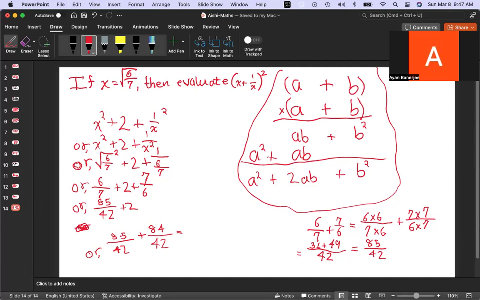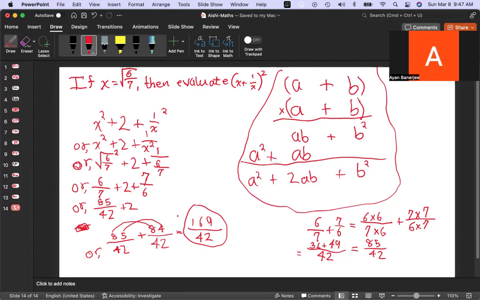So we have to add 85 and 84 since the denominator doesn't change. So 80 plus 80 is 160. 160 plus 9 is 169 divided by 42. So this is our answer.